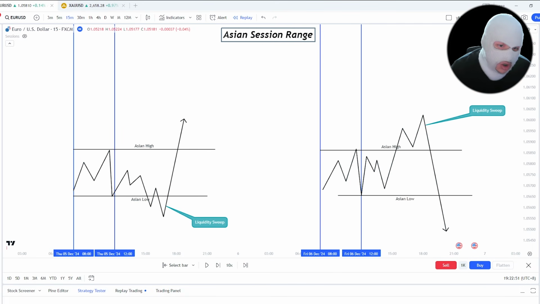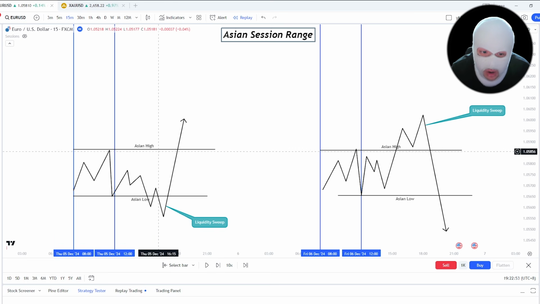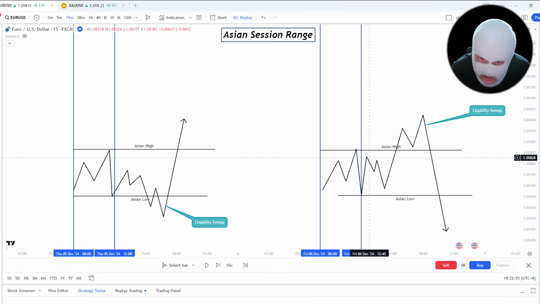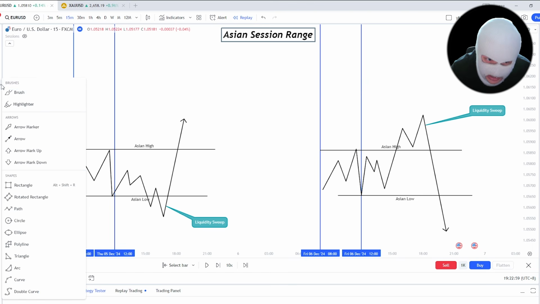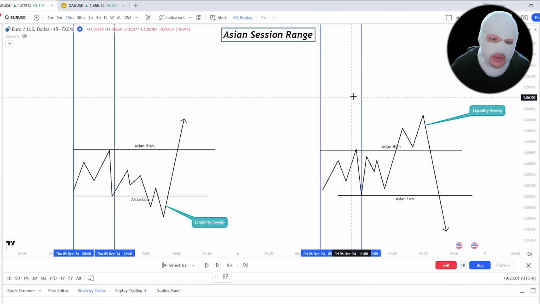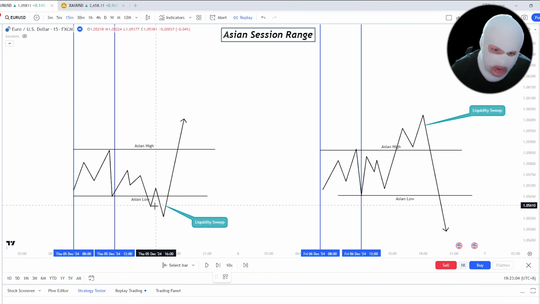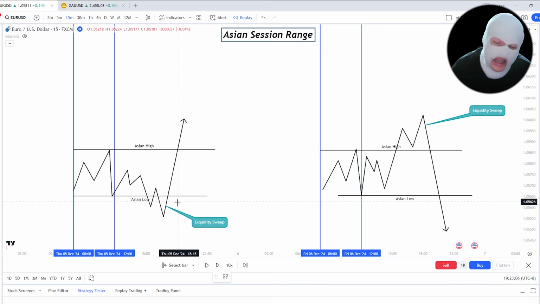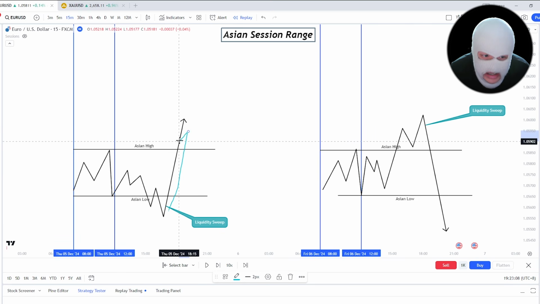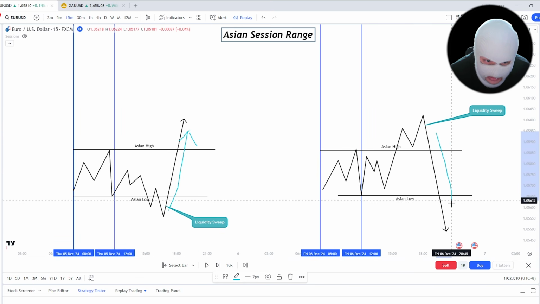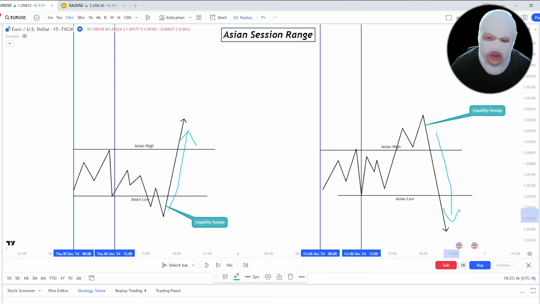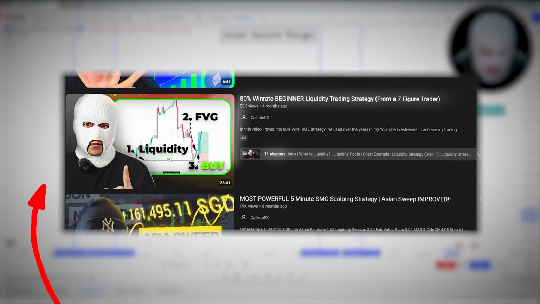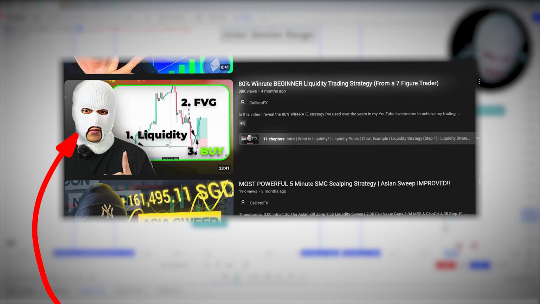Number 2, look for price to break above or below the Asian range high or low, otherwise known as a liquidity sweep. A liquidity sweep happens when buy or sell orders get triggered, causing a quick price reversal and leaving a long wick behind. In this strategy, we target these key levels for potential price moves. If you want to learn more about liquidity, then check out this video after this one.